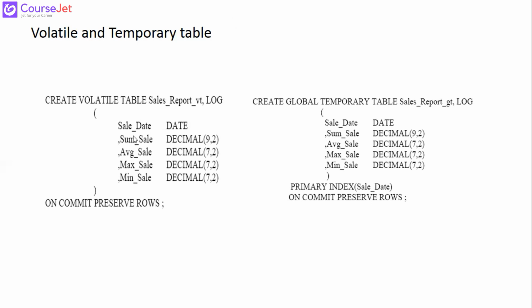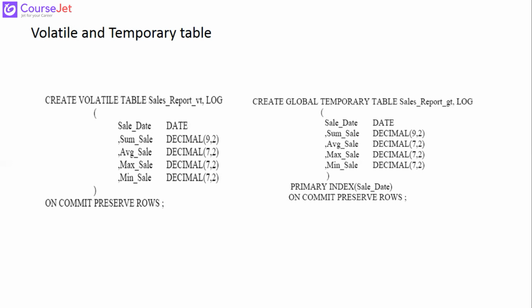So coming to volatile and temporary tables. These tables are used to store a temporary set of data, which is not actually stored in the system, so you can retrieve it later. When you create a volatile table, this data will be local only to your session.